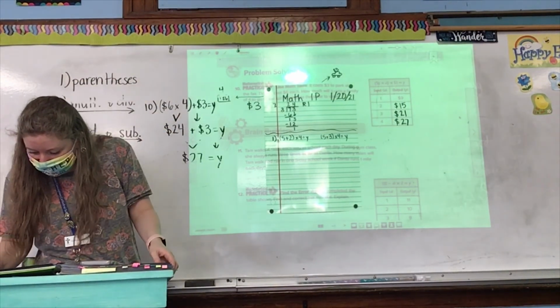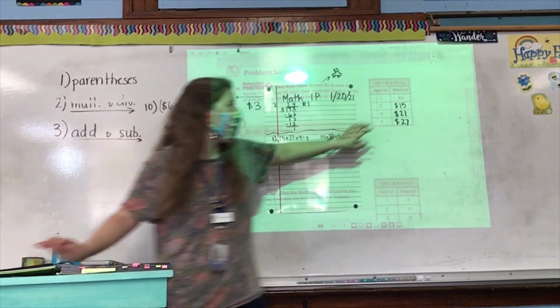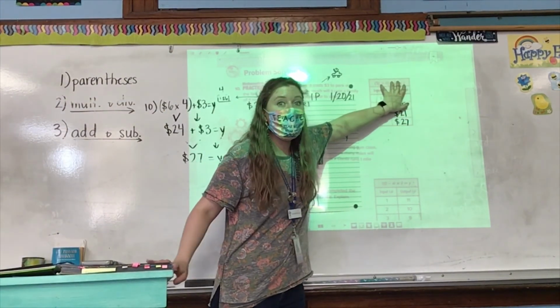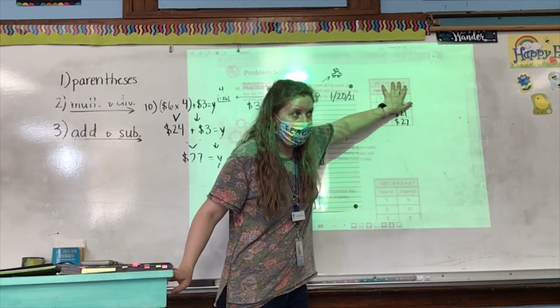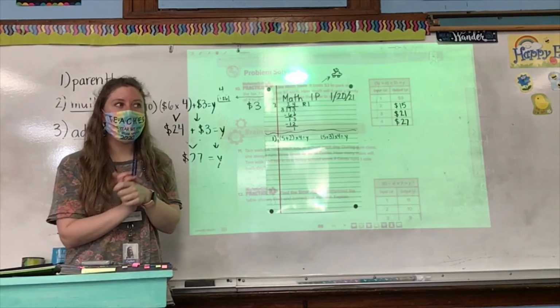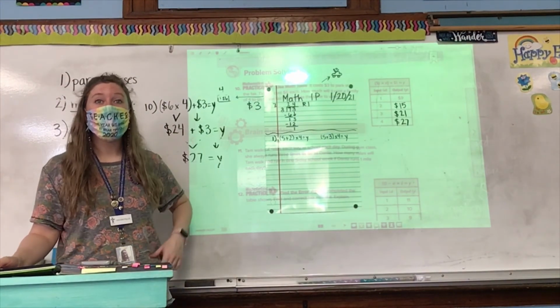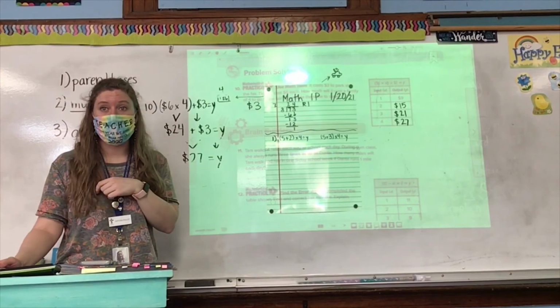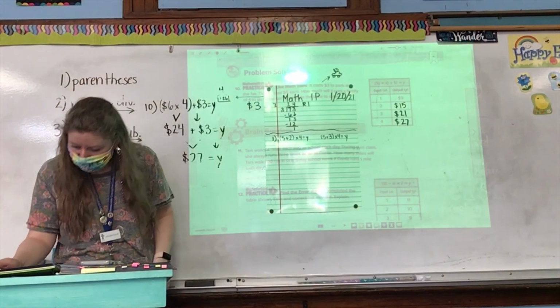Number 10, we already did. Number 11, you're doing what we did on number 10. You just only have to solve once. Make sure that you write an equation on the line. So you have to come up with what my equation needs to look like in order to solve this. Where do my parentheses need to go? What operation am I doing with these numbers?